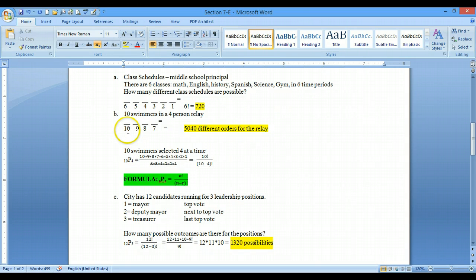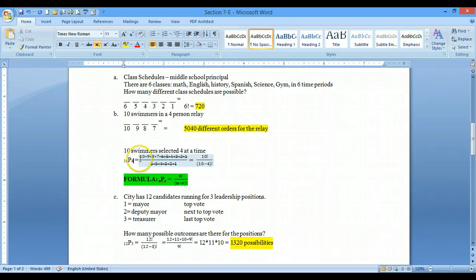Now the reason for this is I have 10 swimmers and I'm choosing 4 at a time, and there are different swimmers that I can pick for my 4-person relay. And remember, order matters because I can't have somebody swim the first and then jump in and swim at the end. It's a relay, so the order matters for who is in what position.